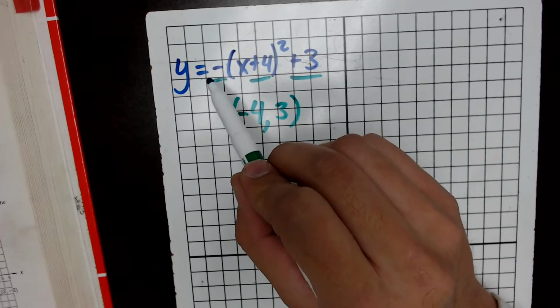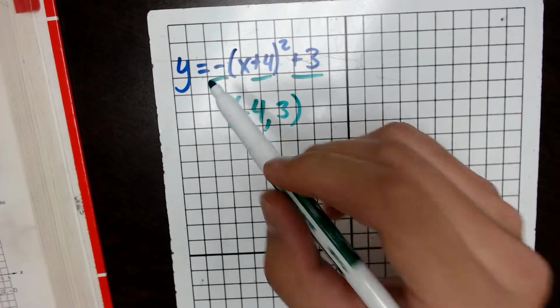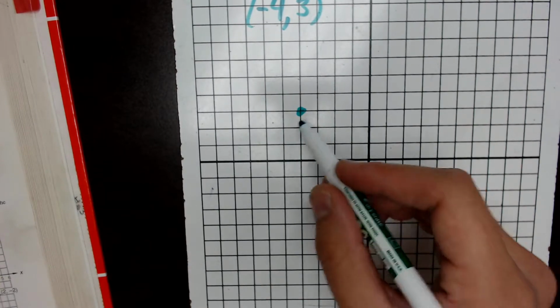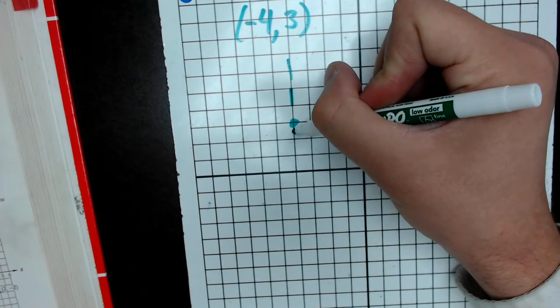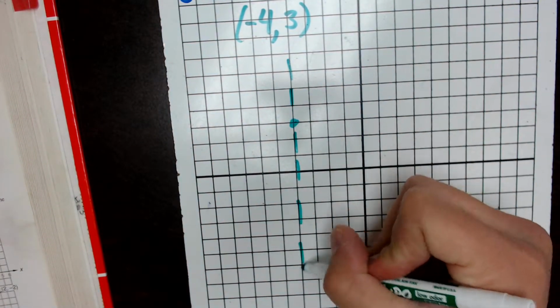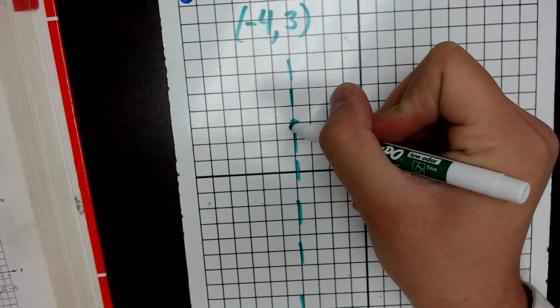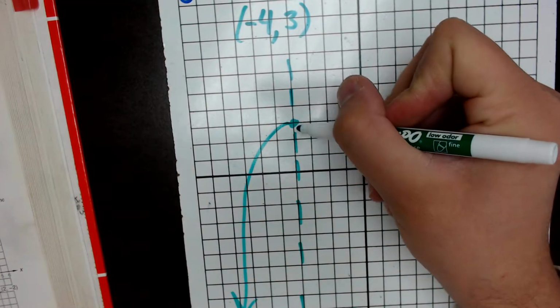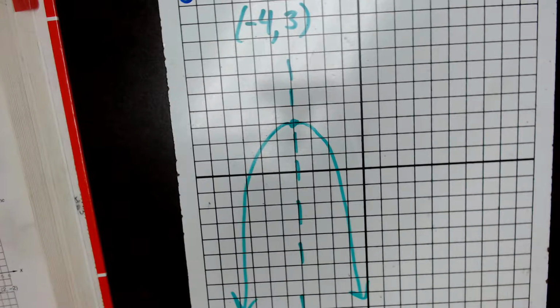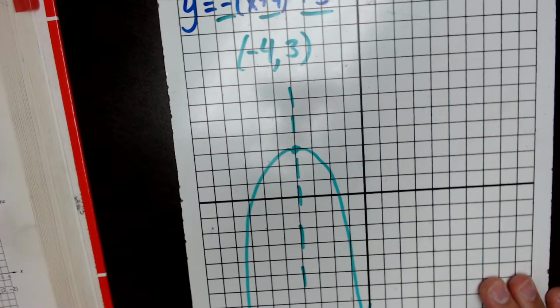Now I'm going to look right here. Is that positive or negative? It's negative, so that means my parabola is going to open downward. So I'll sketch the axis of symmetry, and then from here, I draw a downward parabola. All right, so that one is done being graphed.